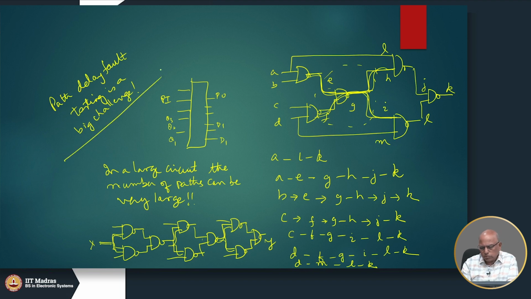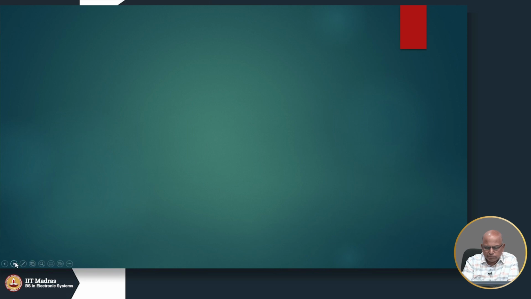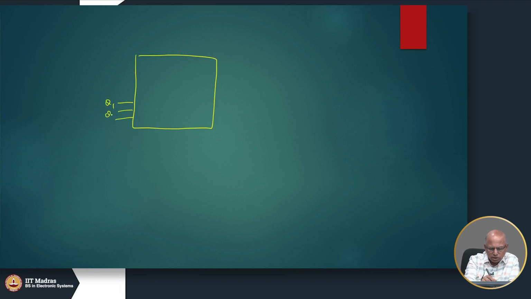We may not be able to do any justice to it because the number of paths is so large that it is very difficult. Now, if I do take this circuit with many Q1, Q2, Q3, etc., and D1, D2, D3, etc., and primary inputs and primary outputs, there could be a path like this.